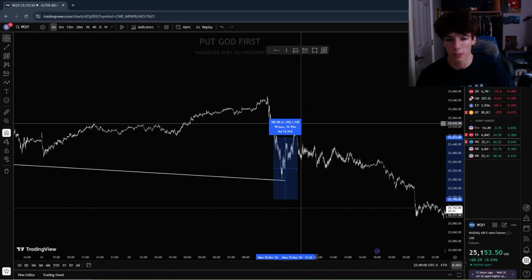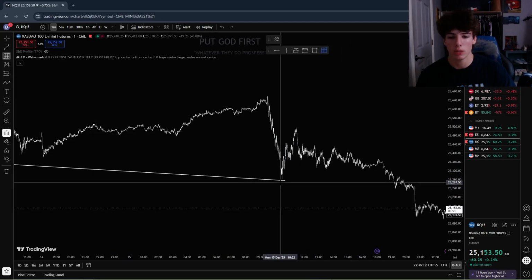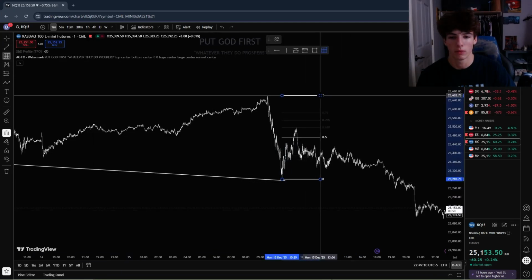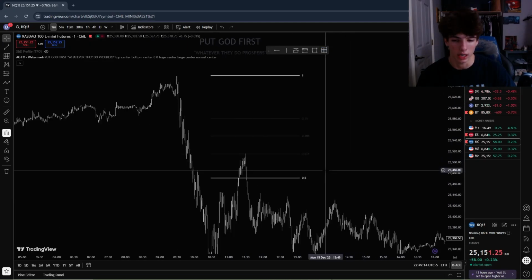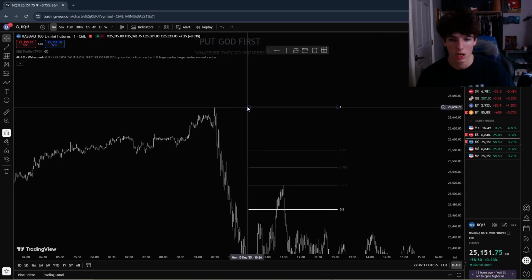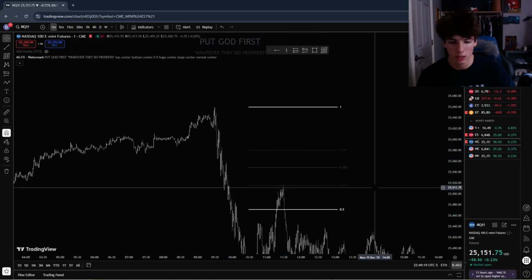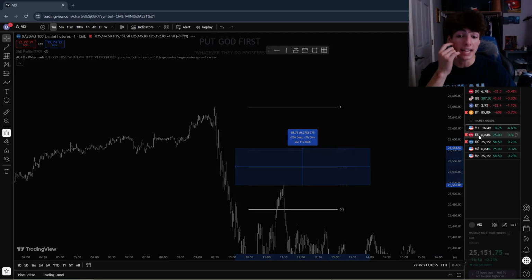And then we start to see this big push back up into the range. Now NQ actually pulls all the way back to equilibrium, I believe, right here. Yeah, we tap equilibrium and we tap OTE to the tick, to the literal tick. We tap OTE, literally perfectly to the tick, and then we start moving lower. That's a good sign for me.